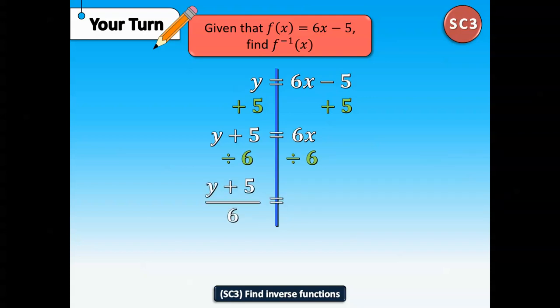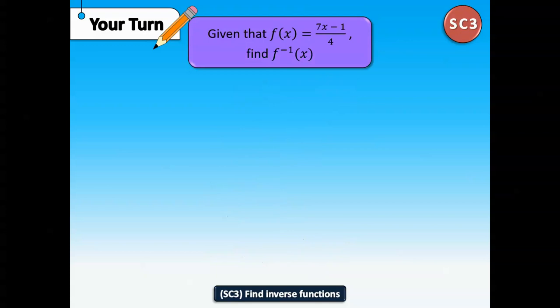So (y plus 5) over 6 equals x. Replace the y with an x. Our answer is (x plus 5) over 6. Here's another question for you to have a go at. Pause the video, and when you're ready to see what you should have done, press play.